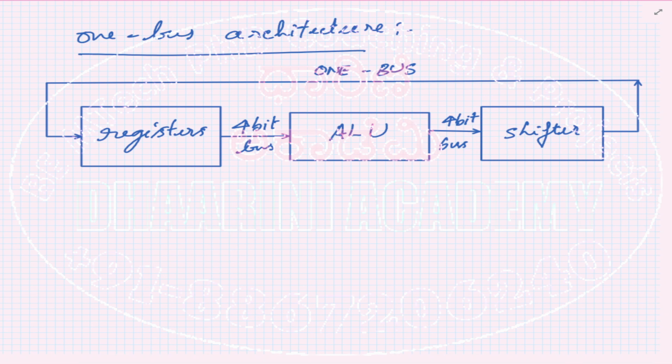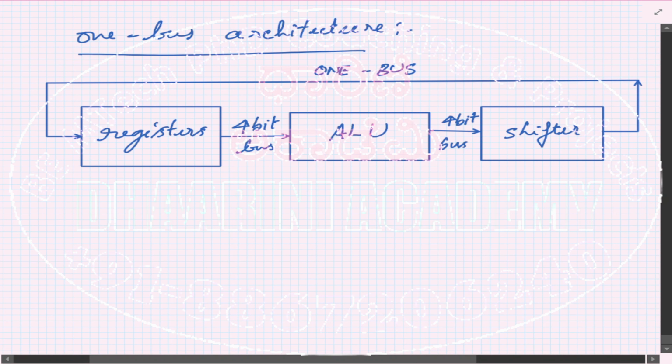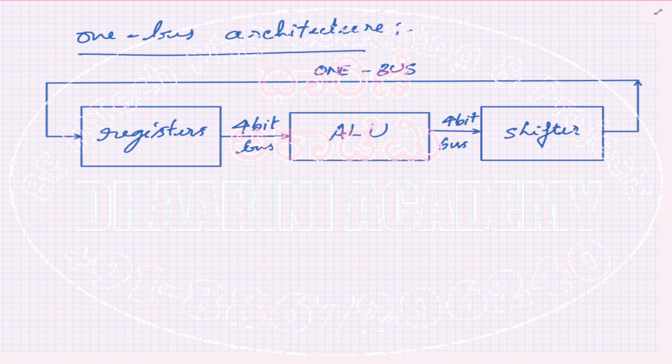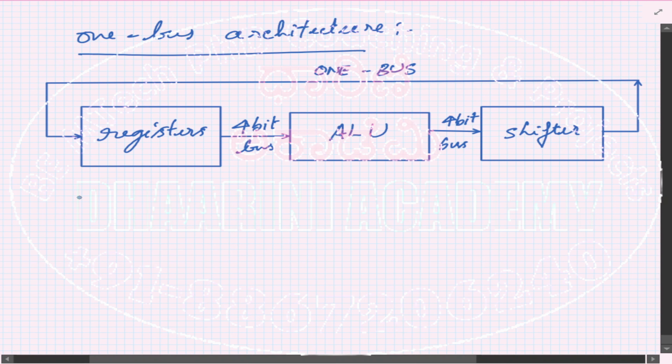You can see the diagram corresponding to the one bus architecture, where a single bus is used to connect all the blocks. Registers are the ones which hold the data here, and that data will be passed on to the ALU. The ALU will perform the required operations on the data, and the result will first be shifted through the shifter. Shifters are used to hold it temporarily before it is transferred back to the registers where the data can be stored. This is how the working of a one bus architecture system is going to be.